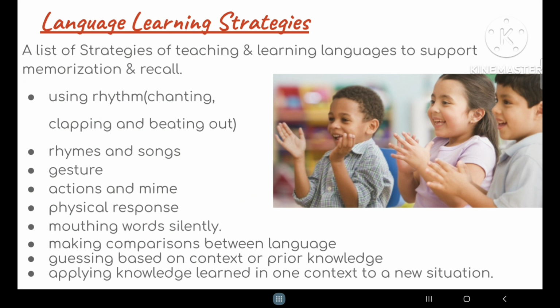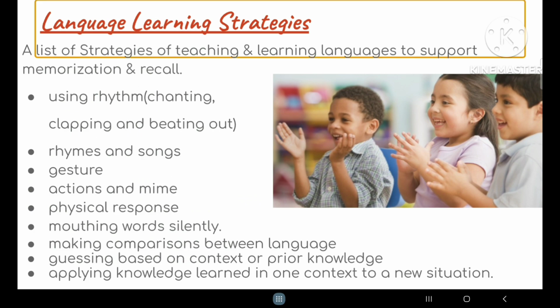Language learning strategies. A list of strategies of teaching and learning languages to support memorization and recall. This list includes using rhythms such as chanting, clapping, or beating out, rhymes and songs, gesture, actions and mime, physical response, mouthing words silently, making comparisons between languages, guessing based on context or prior knowledge, applying knowledge learned in one context to a new situation.